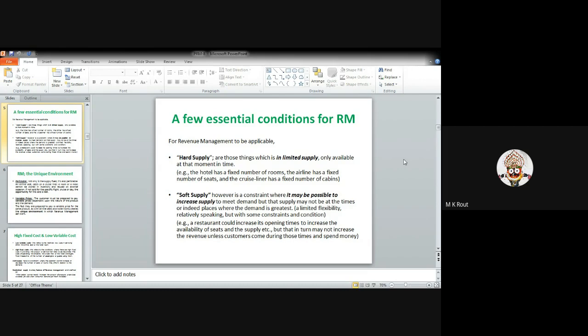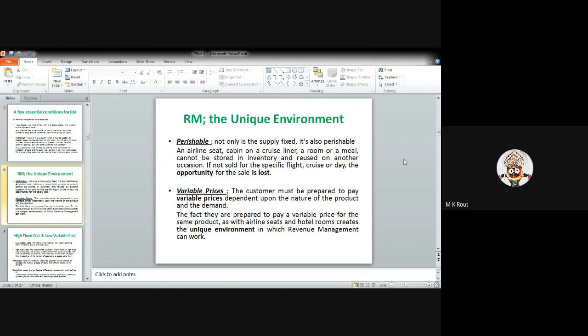So these are known as soft, and the next one is hard supplies, especially referring to revenue generation. Moving to the next one, perishable. In this case, the supply is not fixed here. It also refers to airline seats, cabins on cruise liners, or rooms or meals, which cannot be stored as inventory, or reused on another occasion.